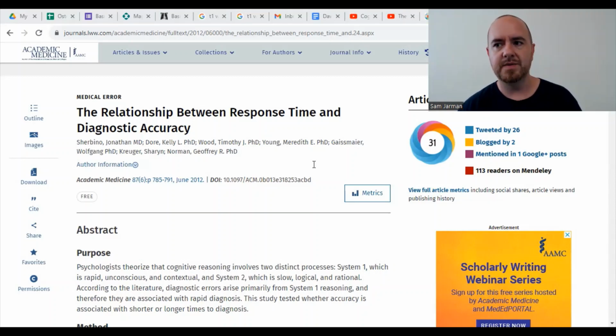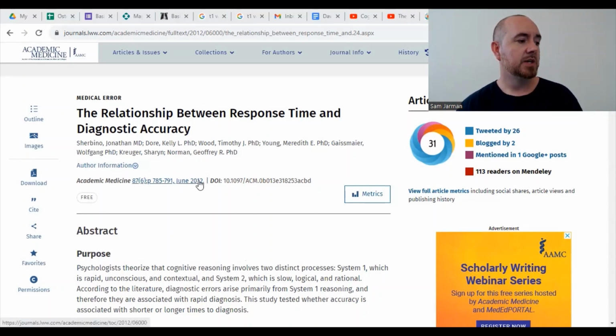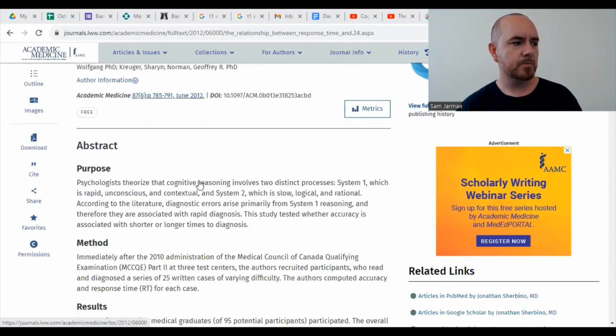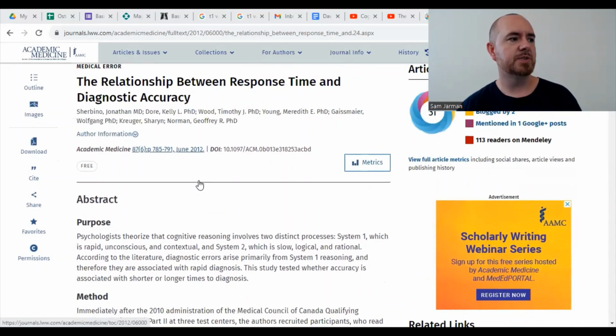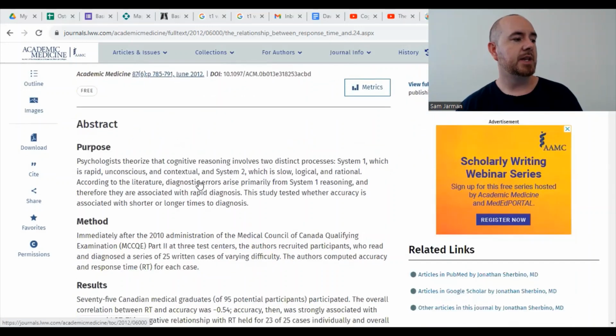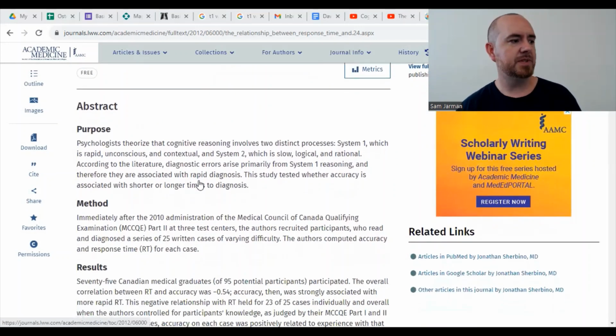The findings of this research challenge the system 1, system 2 concept or model with respect to clinical accuracy and clinical reasoning, or diagnostic accuracy and reasoning. So I'll read from the abstract here. Or first, I'll name the paper. The relationship between response time and diagnostic accuracy. The abstract, the purpose.